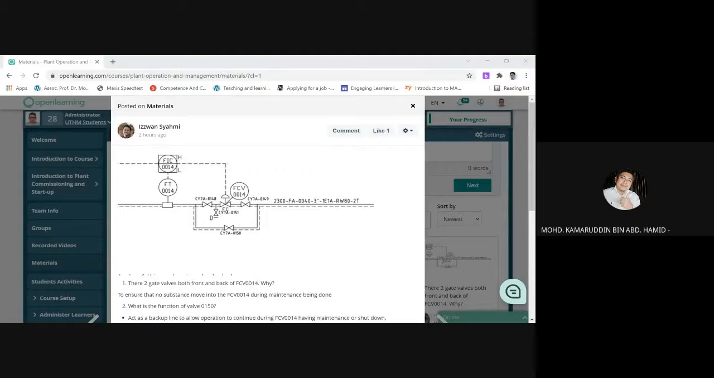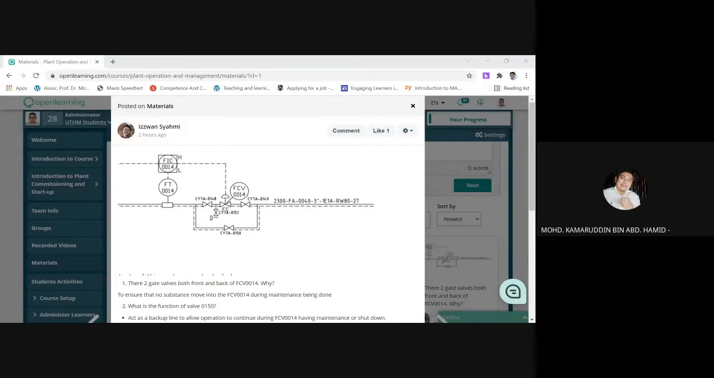Since your control valve is stuck, then you close 0148, 0149. Okay, you close, then you bypass, you open 0150, you bypass it. And of course, there must be some percentage of the opening that depends on the value given by the controller previously.